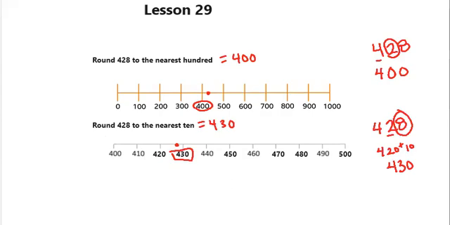If our circle digit is 5 or more, then we add 1 to the underlined digit. Because 8 was higher than 5, we added 1 to the 2 and made it 430. If the circle digit is less than 5, then we leave the underlined digit just the same. We replace the circle digit and all the digits after that with zeros. This rounding strategy is sometimes called the 4-5 split. If the circle digit is 4 or less, we round down, and if it's 5 or more, we round up. Let's practice some more.